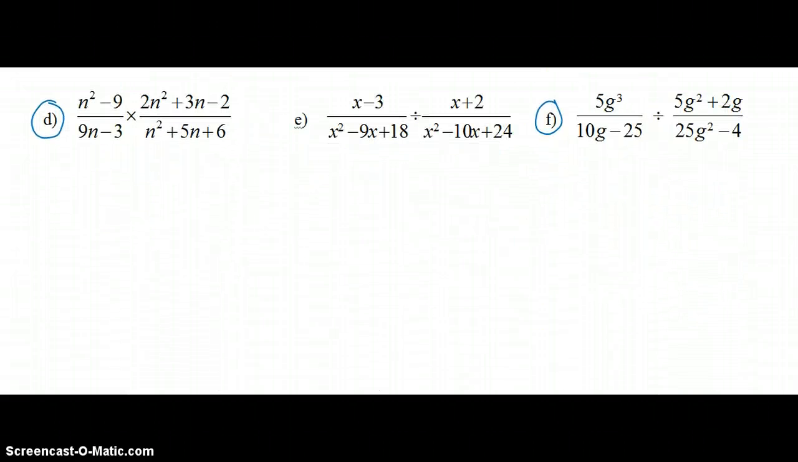Letter D. Okay. I'm not sure why this was requested. I think it was fairly straightforward, but let's take a look at the factoring for this. n plus 3 and n minus 3 on the top. Factor out the 3, n minus 3. Next bracket, it's a complex trinomial.